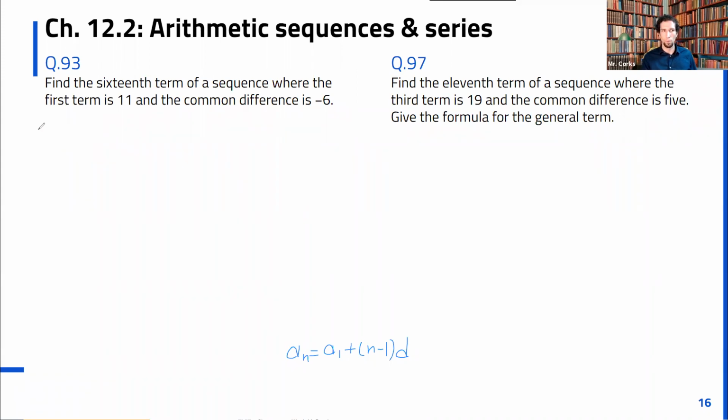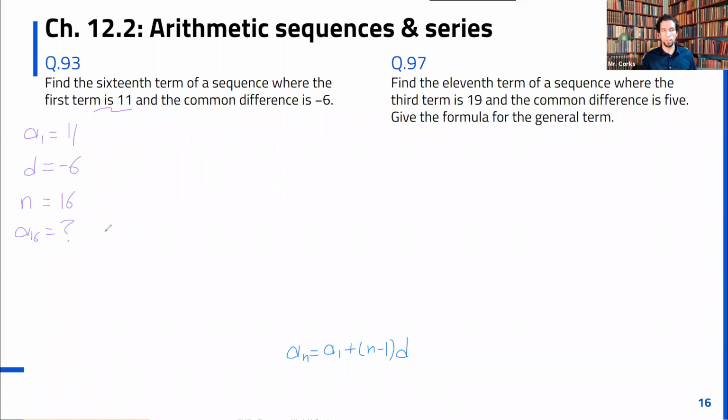A1 and D. A1, the first term, is 11. D is -6. And what are we looking for? A16, the 16th term. That's telling us we want n equal to 16. So n is 16.